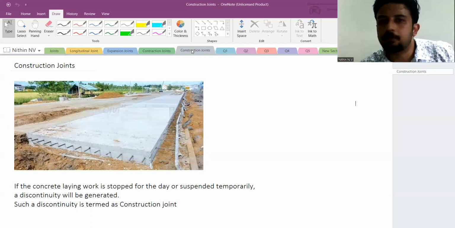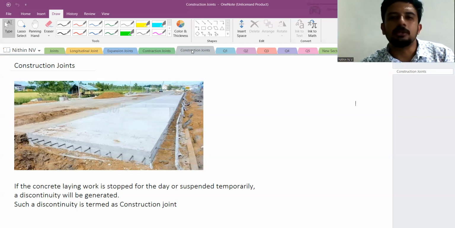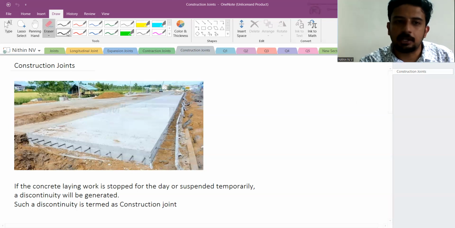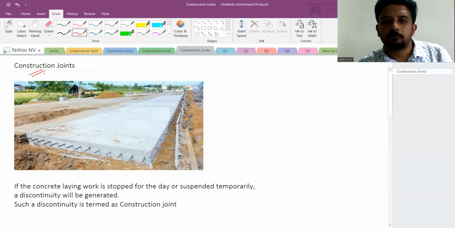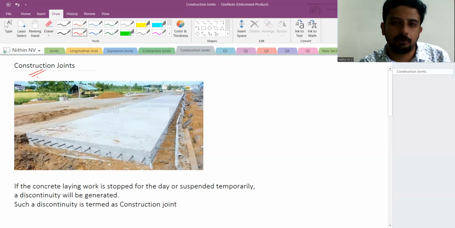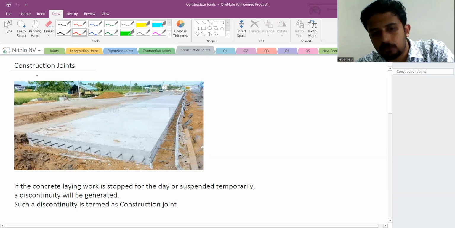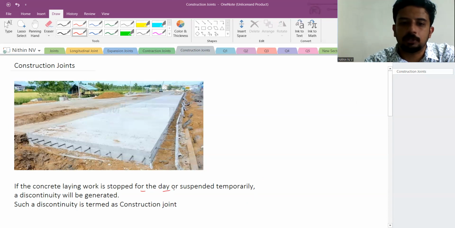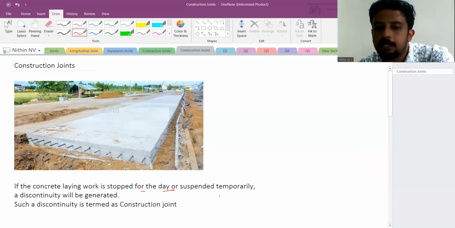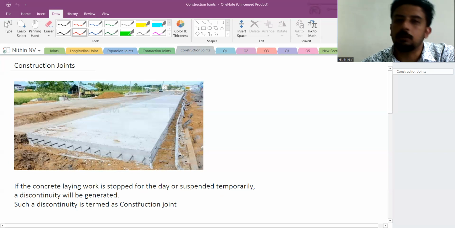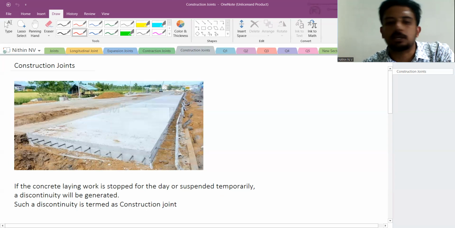The discontinuity will happen or not? Yes, discontinuity is what is meant by the term joint. Joint means discontinuity only. So why does this discontinuity happen? Because the construction work has stopped for some time. That's it. Such a discontinuity is called a construction joint. So if the concrete laying work is stopped for the day or suspended temporarily, a discontinuity will be generated. That's what we have explained now. Such a discontinuity is termed a construction joint.